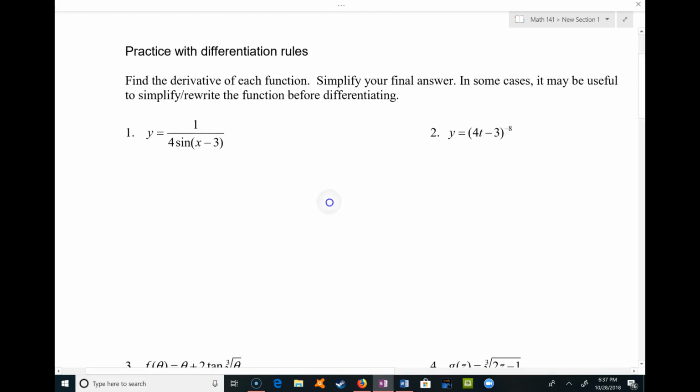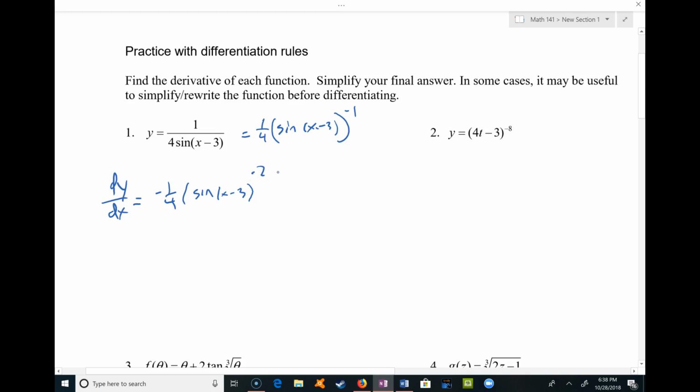The first thing I would do is rewrite this as 1/4 times sine of x minus 3 to the negative 1 power. So this is going to be several iterations of the chain rule, driven mostly by the power rule. The first thing we do here is the 1/4 times something to the negative 1 power. So the derivative of that, if we go dy dx here, would be negative 1/4 times the something to the negative 2 power. So that's the first layer of the chain rule.